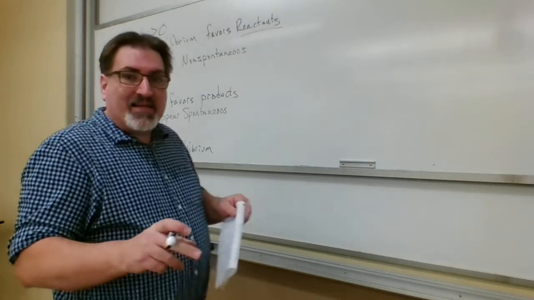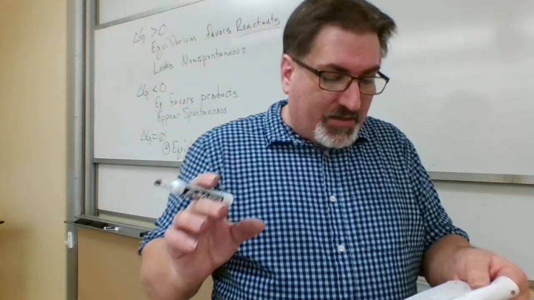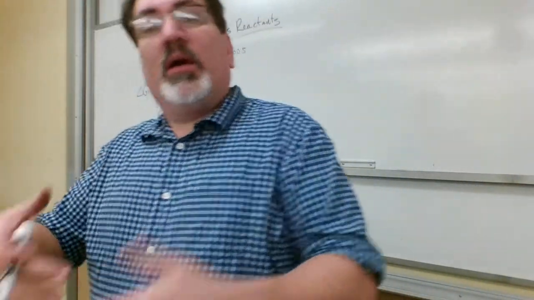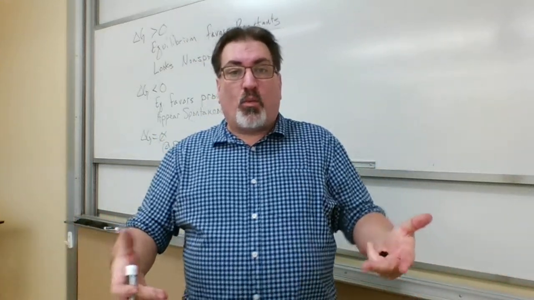So we're going to come back in a second and look at a scenario where we calculate delta G at standard conditions and at a different set of conditions. And then we start working toward, if that's what delta G is, what must the value of the equilibrium constant be? Okay?